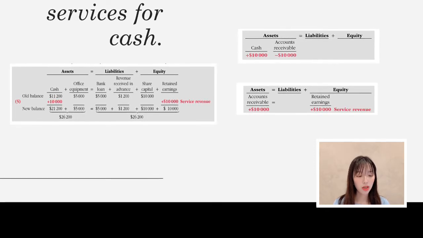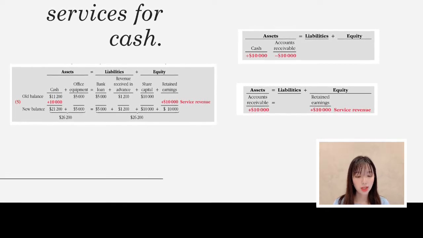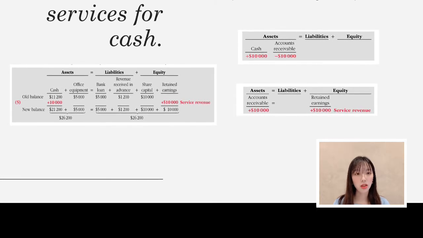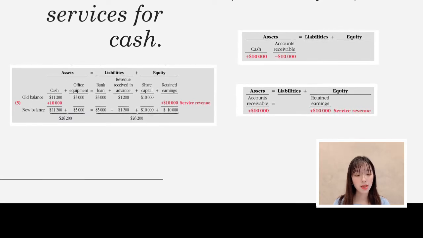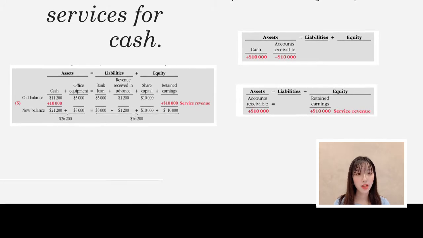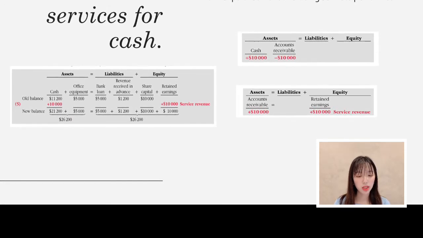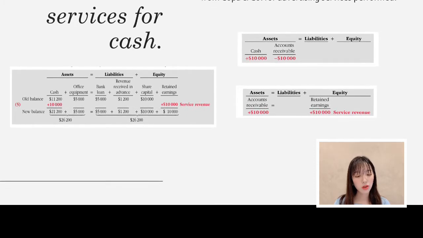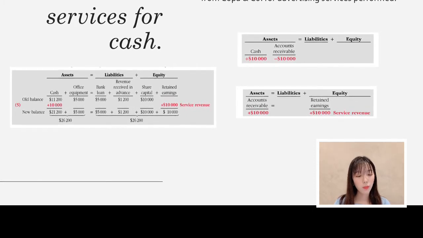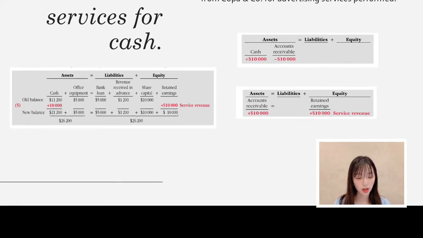Revenue increases equity. Both assets and equity are increased by this transaction. Cash is increased by 10,000 and the retained earnings is increased by 10,000. The new balance in the accounting equation is as follows.